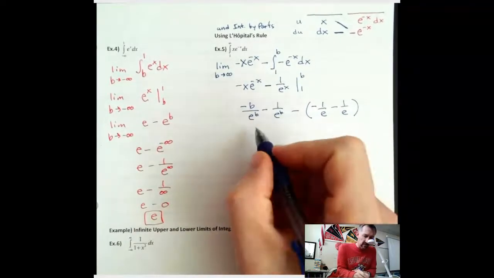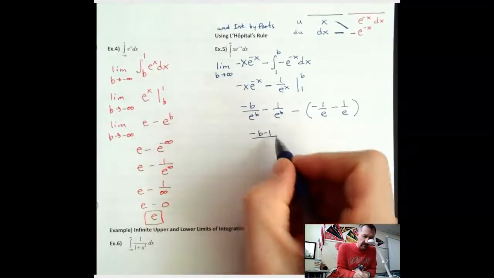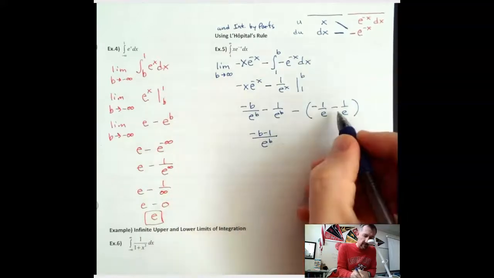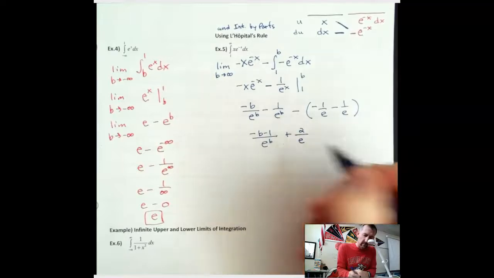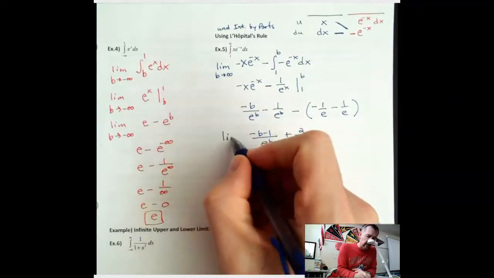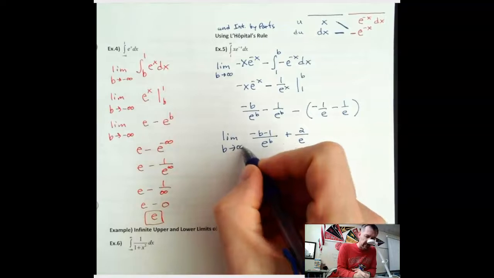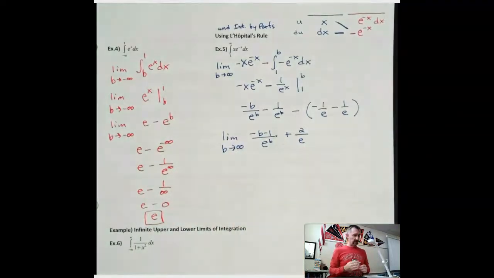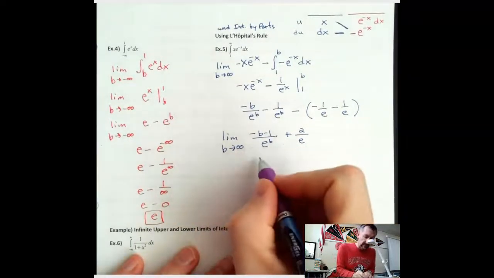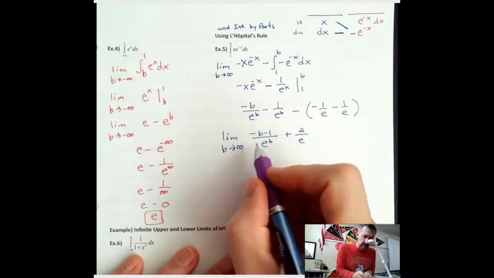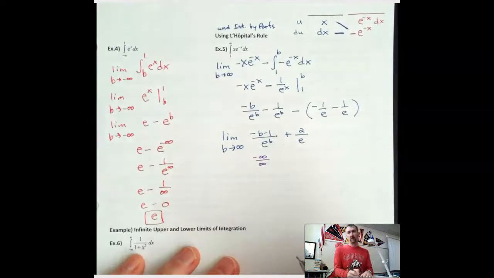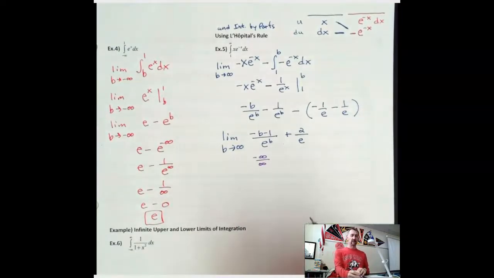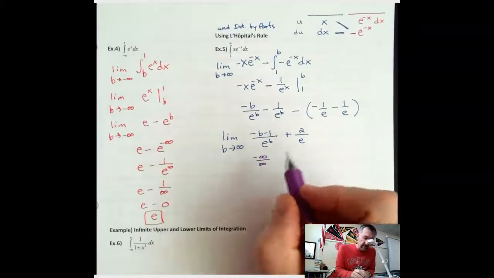Okay, so these have a common denominator, so we could do this, and then that's going to be plus 2 over e. And we have our limit down here as b approaches infinity. So if we try to do that, we would get negative infinity over infinity, and that's where L'Hopital's rule comes in. So in trying to do that, that's not going to work for us.